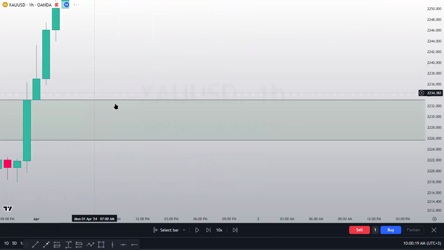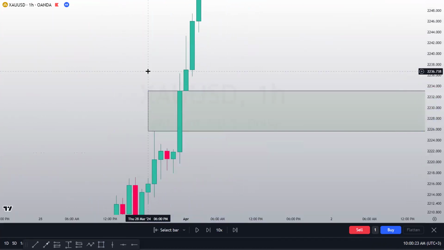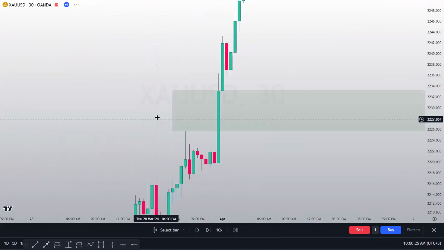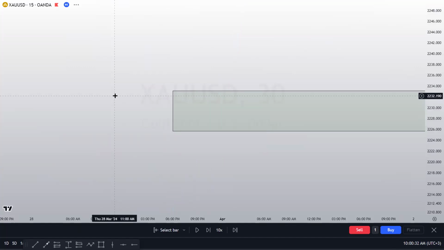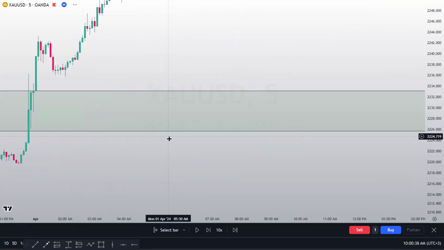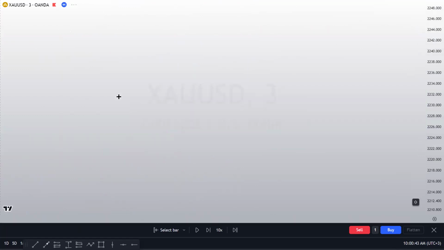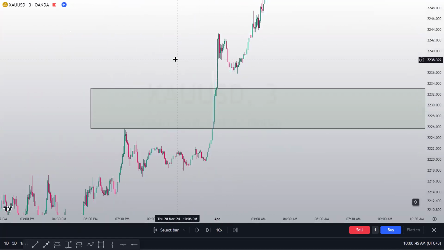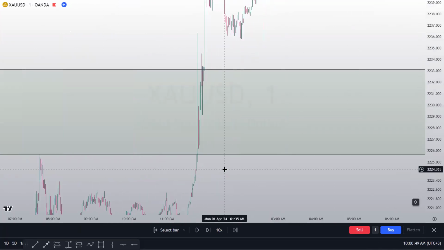So coming to the H1, you also didn't have any clear area of liquidity. Coming to the 30 again, you didn't have any clear area of liquidity. So the more you don't find any areas of liquidity, the more you go into the lower time frames, the better. Coming to the 15, also we don't have any clear area of liquidity. Coming to the 5 minutes time frame, we have nothing. As you can see, we have nothing. Coming to the 3 minutes time frame again, we have nothing. So now you go down to the 1 minute time frame to observe what's actually happening in this area.